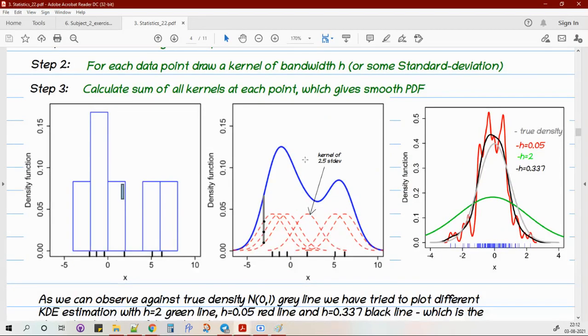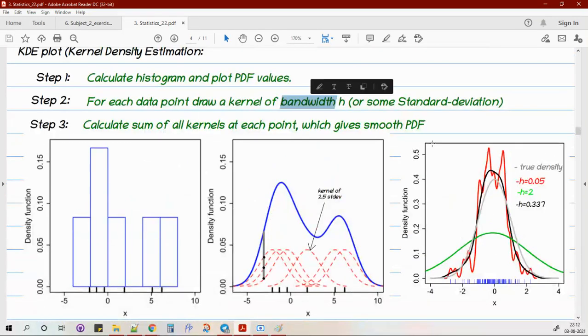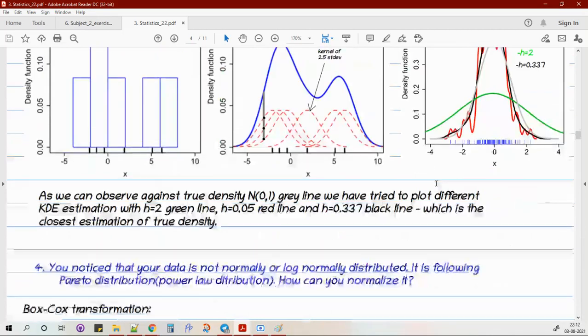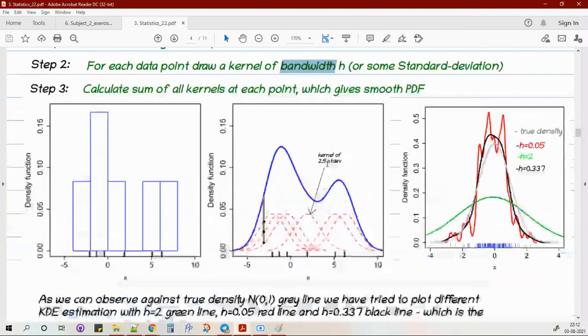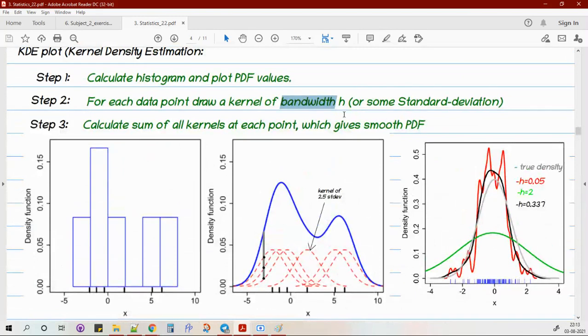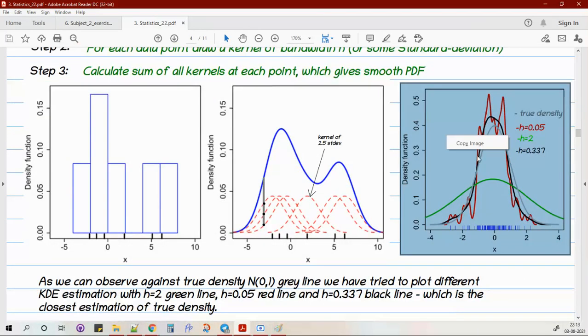It is called, I forgot, the h value, the bandwidth, right? This bandwidth is mostly found by trial and error, and domain knowledge is mostly used to decide what the bandwidth h should be for a kernel, right? And this example is actually explaining that.